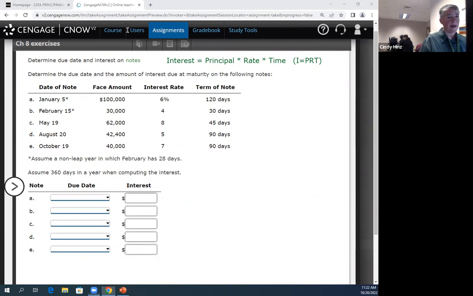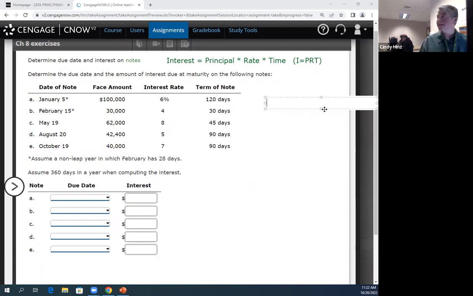So back to calculating the due date. Now, I know that if I click on the drop-down list, it's going to be pretty clear to me which one. They're not going to give me answers that are a day or two apart. But I want you to know how to calculate this without having a series of dates to choose from. So let's do this together.